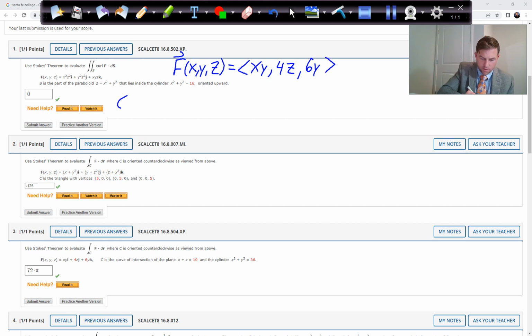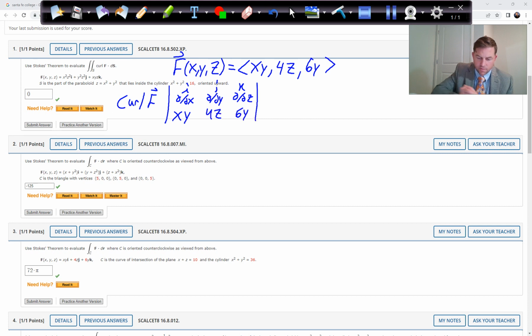And the first thing we're going to find is the curl of F, which is the cross product. Let me write this one a little cleaner this time, of partial with respect to x, partial with respect to y, partial with respect to z of these three terms: xy, 4z, and 6y. So we've got a cross product here of partial derivatives.